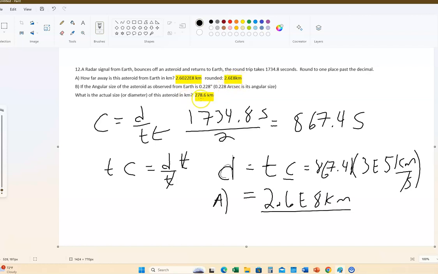The actual size of the asteroid, and this will be the diameter of the asteroid, they'll give us in the same units as the distance. If the distance was in miles, then the size of the object would be in miles. Normally we use kilometers, so this is also going to be in kilometers. Let me get some room and we'll do part B.